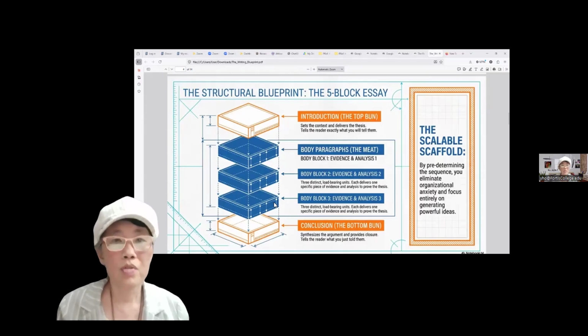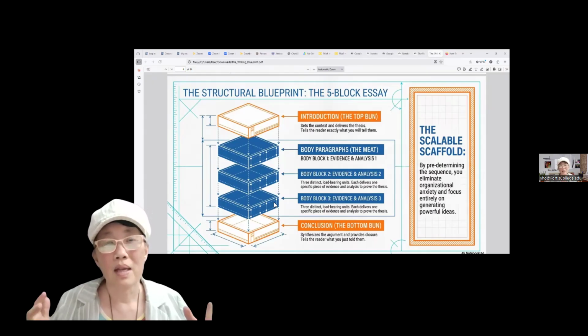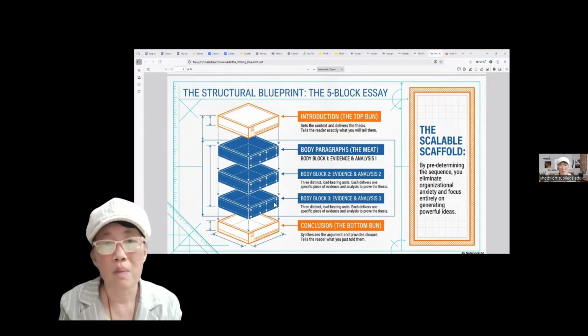The structural blueprint of the 5-paragraph essay is kind of like a hamburger, where the introduction and the conclusion are like the two buns, and the meat of your essay is your 3 body paragraphs. The top bun is the introduction, where you first introduce the essay and tell the reader exactly what the essay is going to be about. The meat is your 3 body paragraphs that justify, describe, and back up your thesis statement. Then in your conclusion, you summarize your paper.